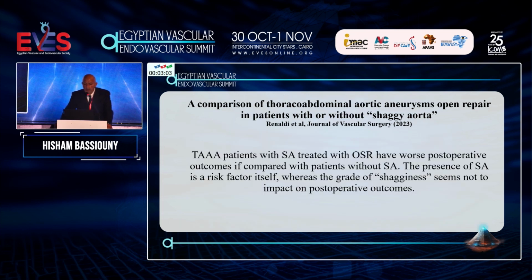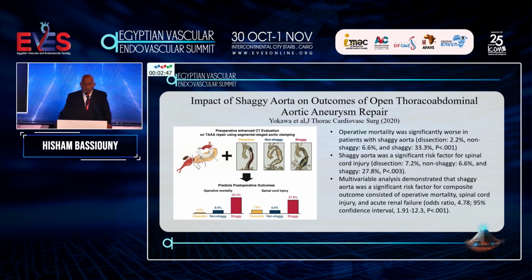Their conclusion was that obviously the shaggy aorta treated with open surgical repair had worse post-operative outcomes, but the presence of the shaggy aorta itself is a risk factor, whereas the grade of shagginess did not seem to impact post-operative outcomes. This is a rather interesting study from Japan, which looks at patients who have dissection, patients who have non-shaggy aorta and shaggy aorta, and clearly the operative mortality is about 33% in the shaggy group, and spinal cord injury almost the same compared to the dissection non-shaggy group.